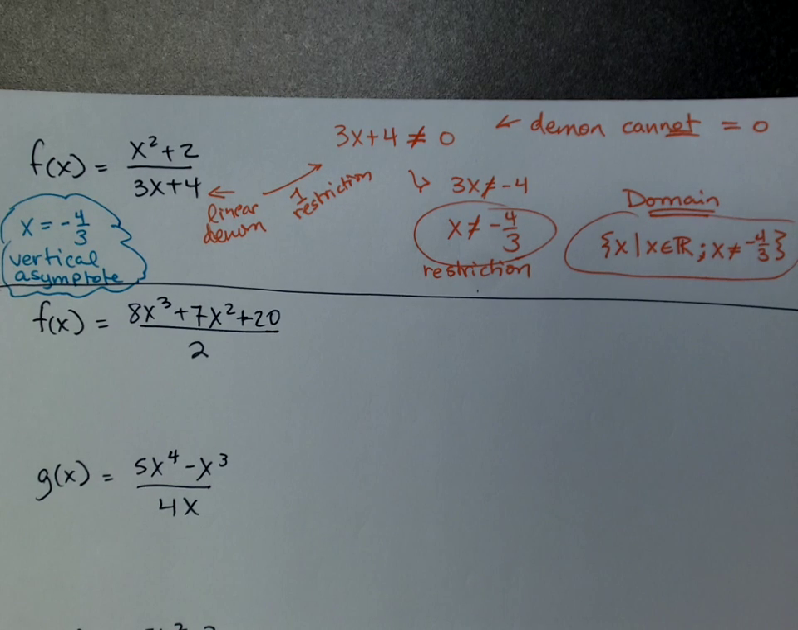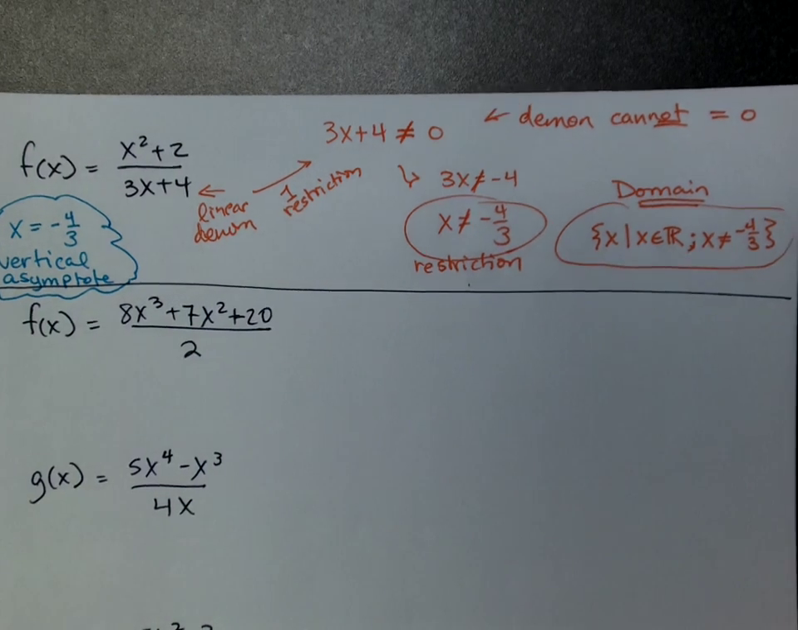Which if you drew it on your graph, you would draw it in as a dashed line because it's not part of the function. It shows you what the function will never be. Will never touch. Make sense? The differences between those, the vocabulary? Okay, so let's move forward.